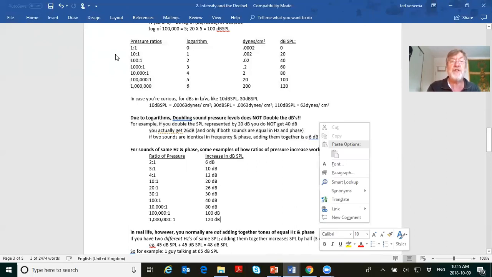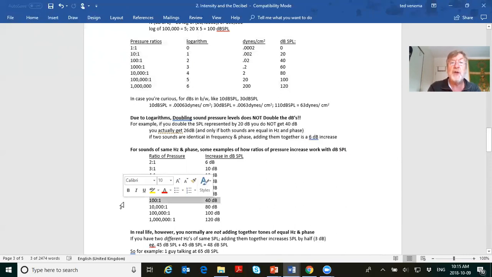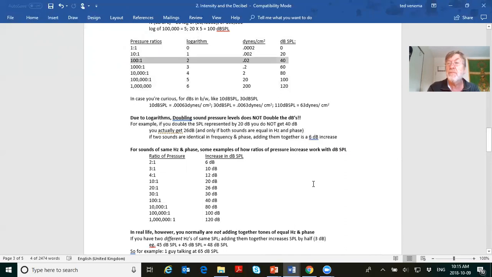That's the same as me showing that over here. If you increase the pressure by 100 to 1, you went up 40. That's the same as showing it here. And a 2 to 1 pressure increase means you went up by 6 dB. So now let's say you took a 1000 Hertz tone of 40 dB SPL and you added another 1000 Hertz tone of 40 dB SPL. What's your sum total? You should say 46.